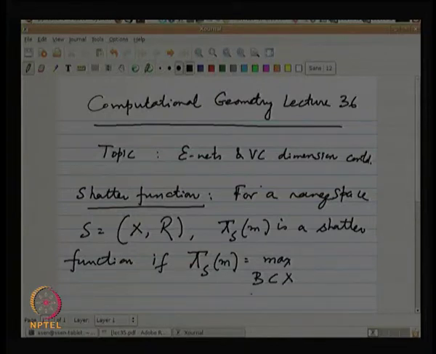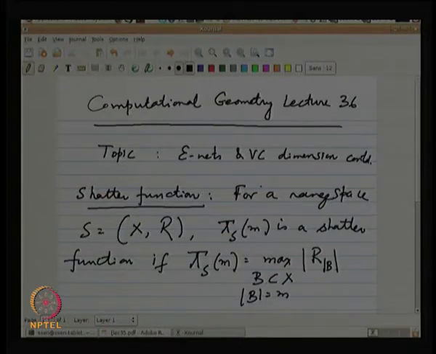So, B is a finite subset of size m. Look at all finite subsets of size m, and we are maximizing on the number of ranges restricted to subsets of size p.